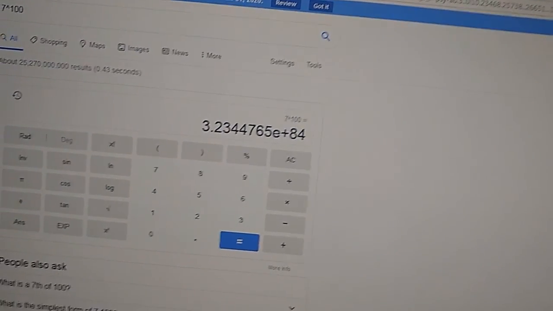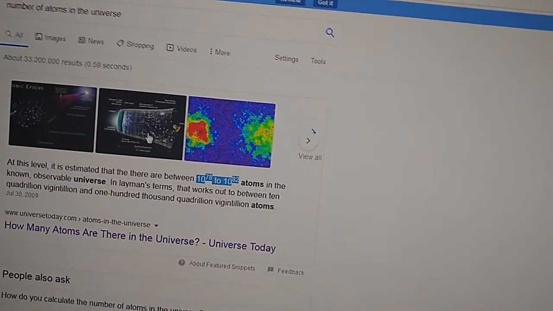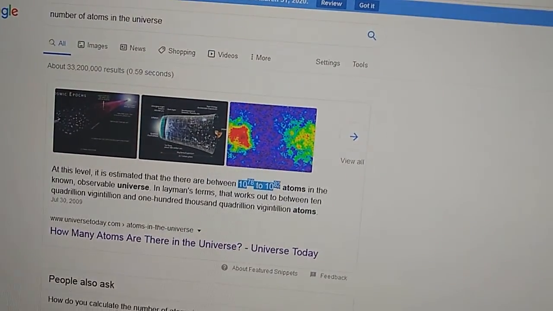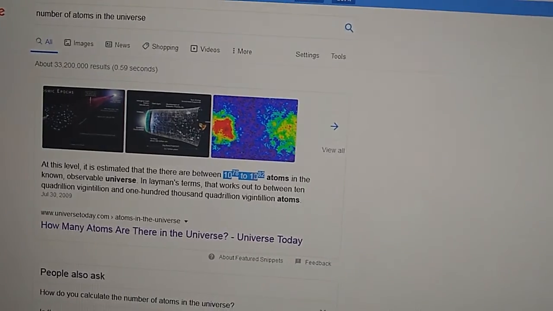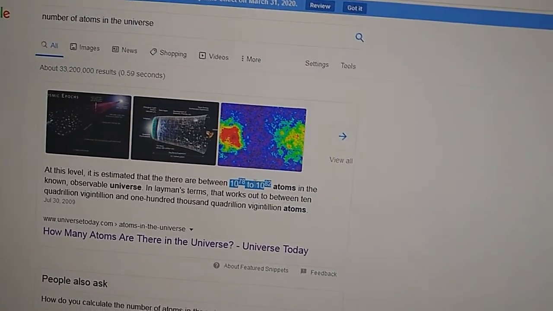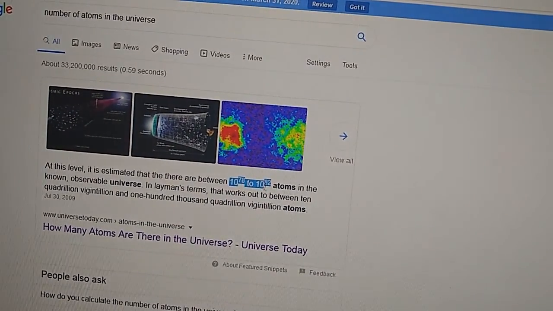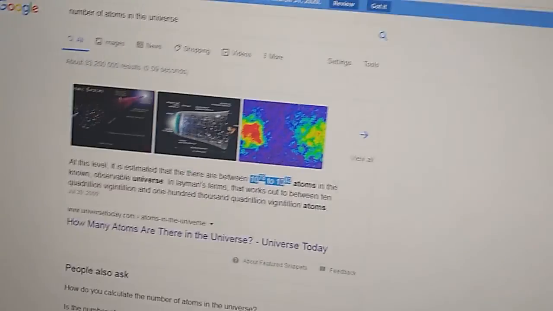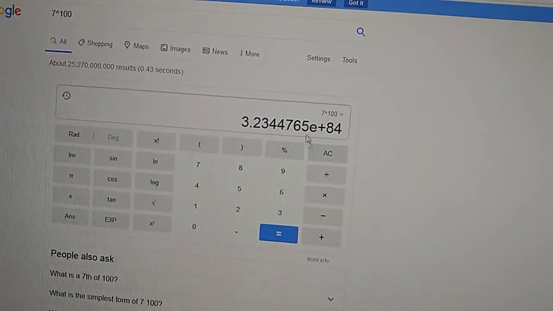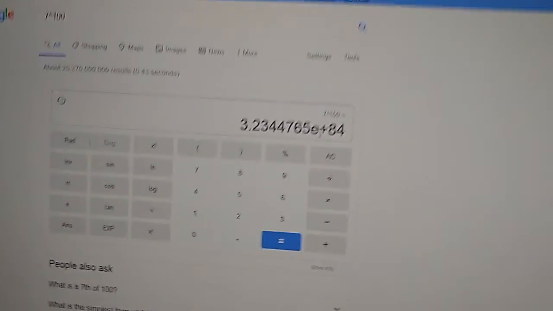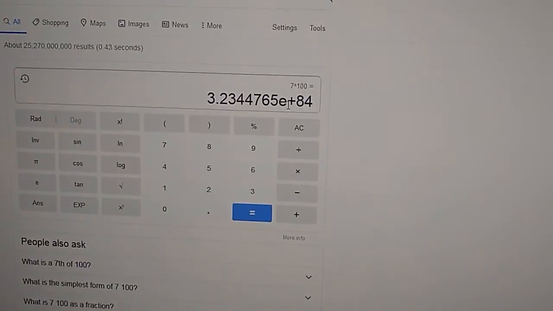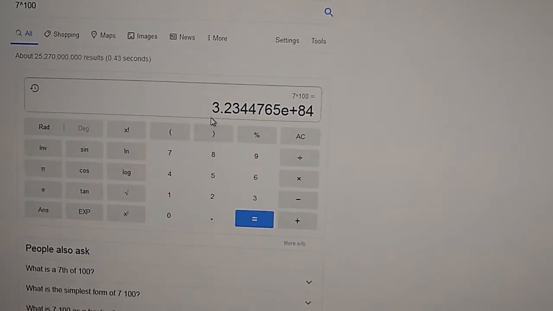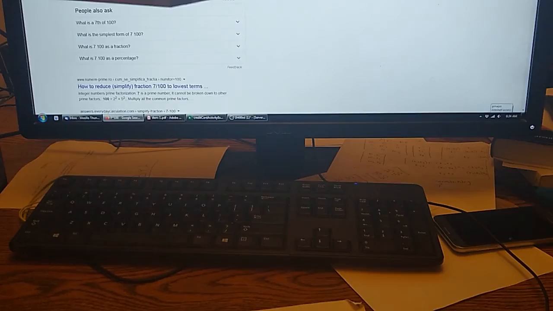And just for reference, the number of atoms in the universe is only about this big. So the number we're trying to deal with here is maybe like 10 or 100 times more than the number of atoms in the universe. And a normal calculator putting this in scientific notation does not tell you the last digit. This is really just telling you the first however many.